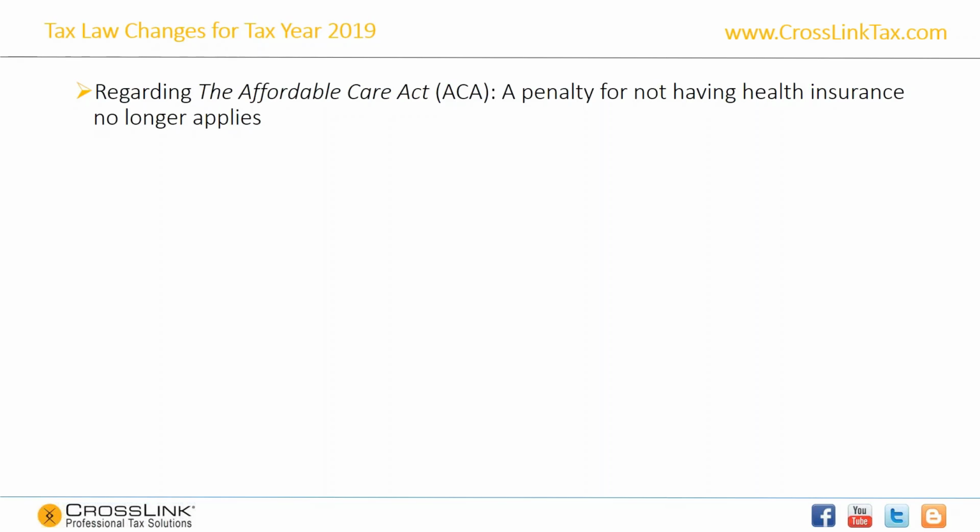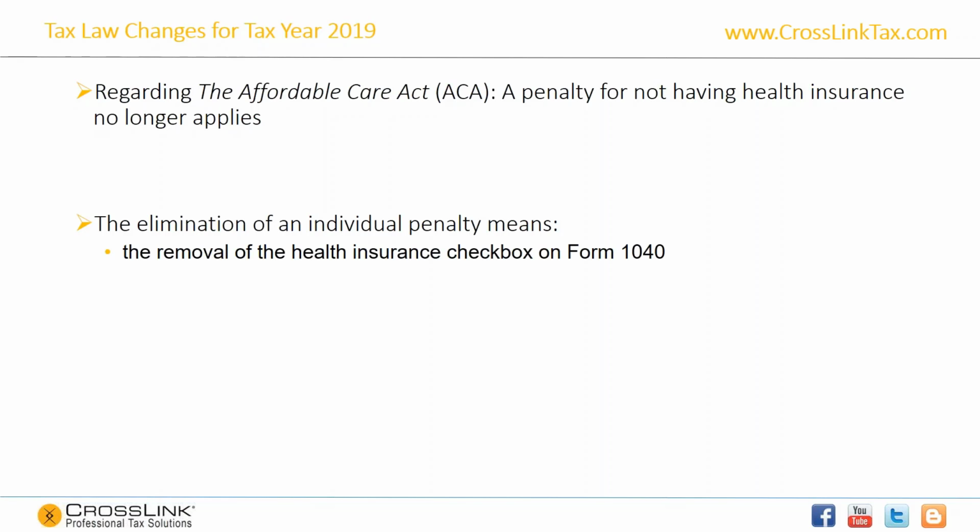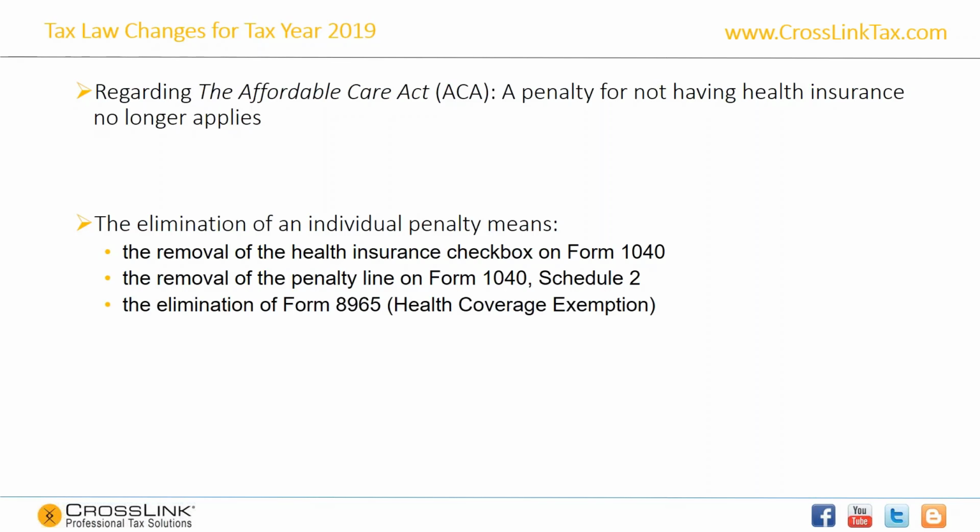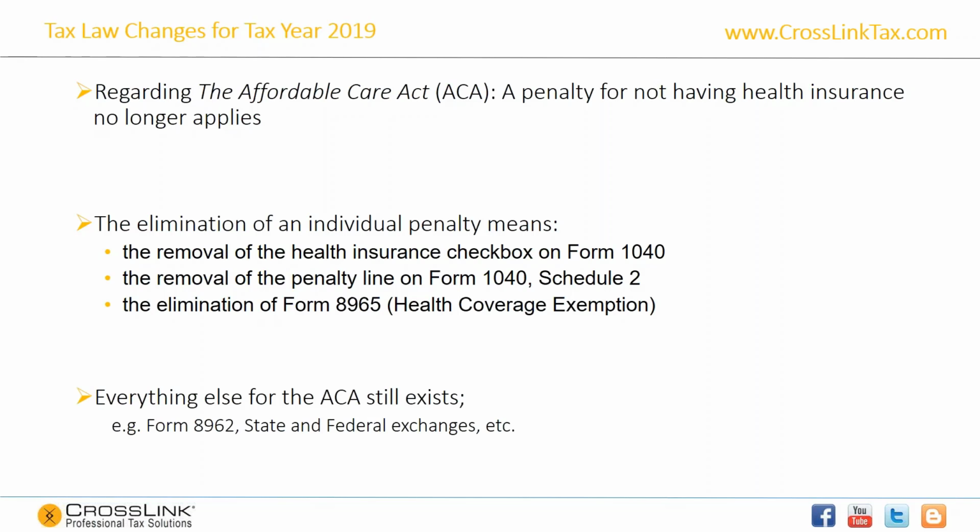Now, regarding the Affordable Care Act, a penalty for not having health insurance will no longer apply. So the elimination of an individual penalty means the following. First of all, the removal of the health insurance checkbox on Form 1040. Also, the removal of the penalty line on Form 1040 Schedule 2, and the elimination of Form 8965, the health coverage exemption. Now, the other thing that you need to remember, though, is that the ACA still has some things that are in place, specifically as it pertains to states, and also if you're going onto the exchanges themselves to get your insurance, or more specifically, your taxpayer is.